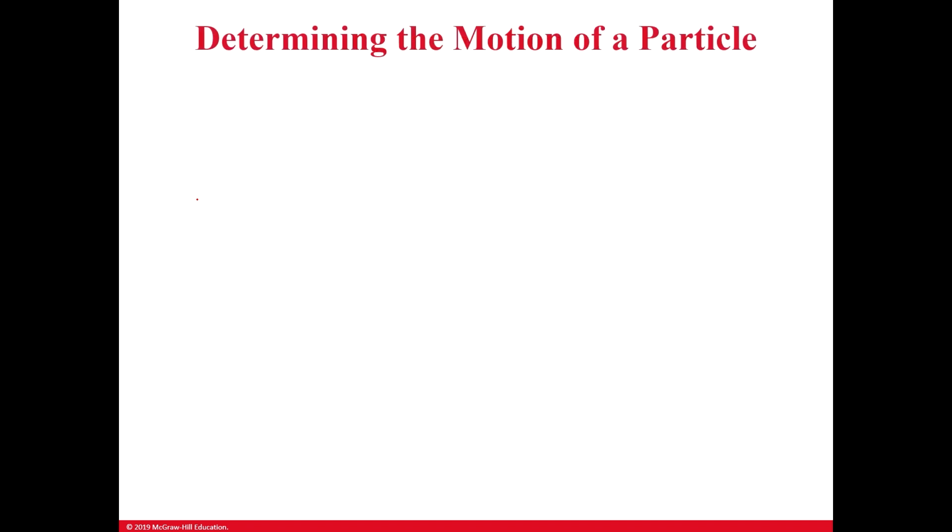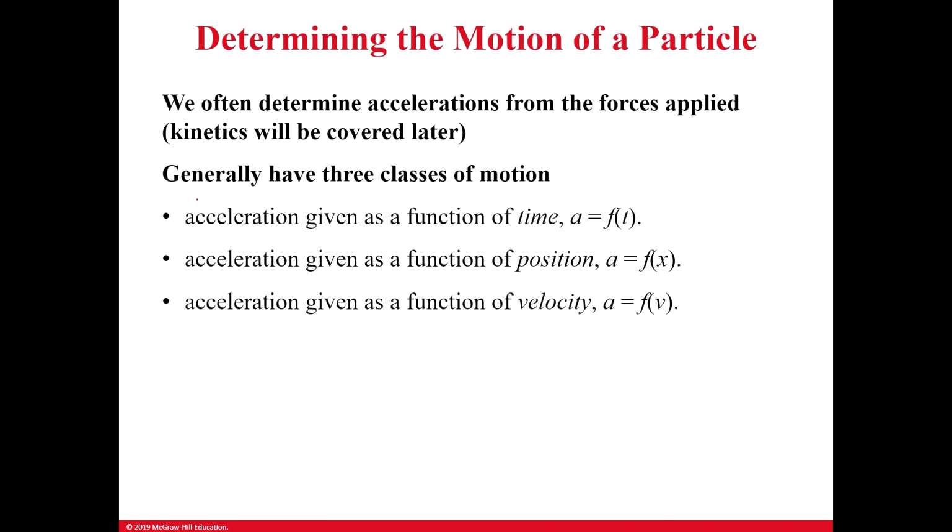Okay, now we're ready to move to the next concept: determining the motion of a particle. Acceleration can be given as a function of time, as a function of position, or as a function of velocity. Acceleration as a function of time is what you just did before. This is time, this is acceleration, and whatever plot you have here is your acceleration as a function of time.